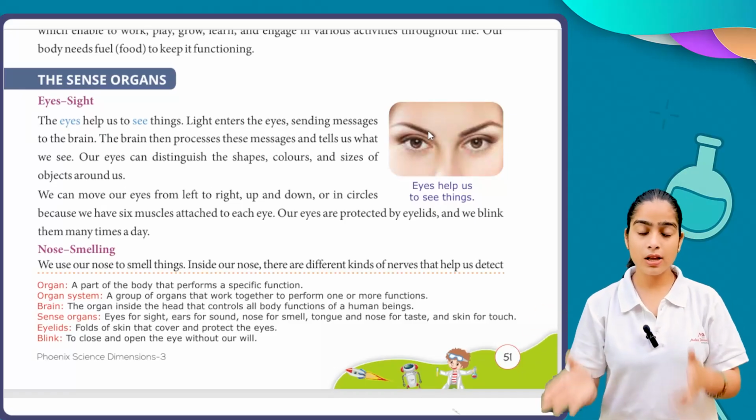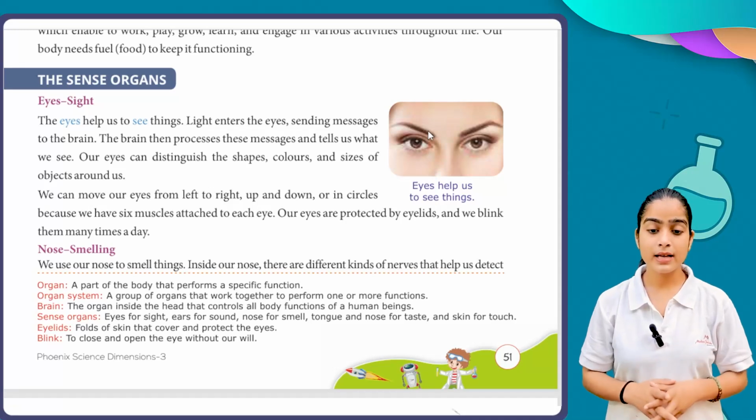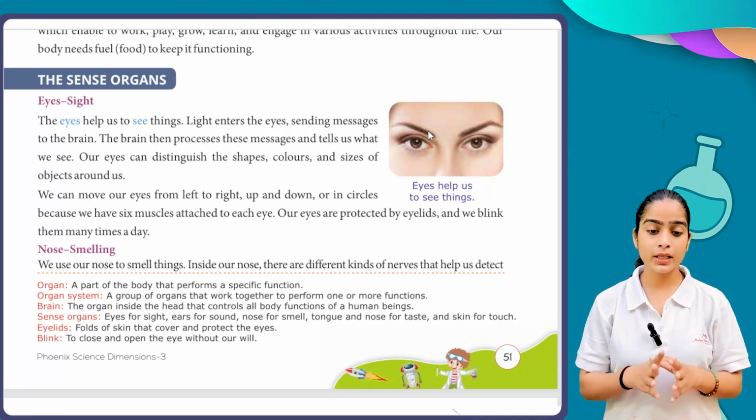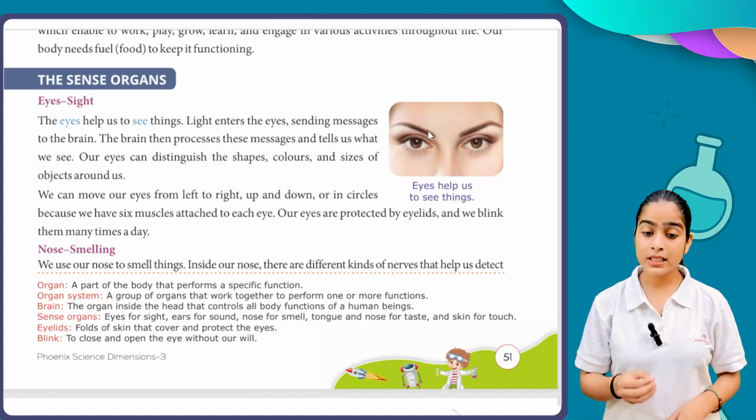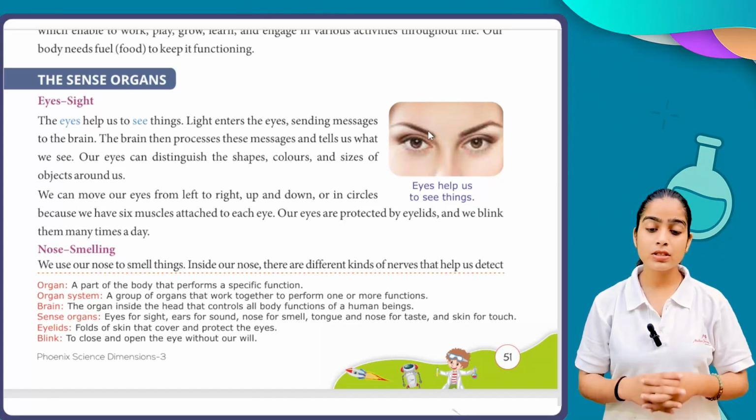The first sense organ we have is the eyes, for eyesight. The eyes help us to see things. Light enters the eyes, sending a message to the brain. The brain then processes these messages and tells us what we see. Our eyes can distinguish the shapes, colors and sizes of objects around us.